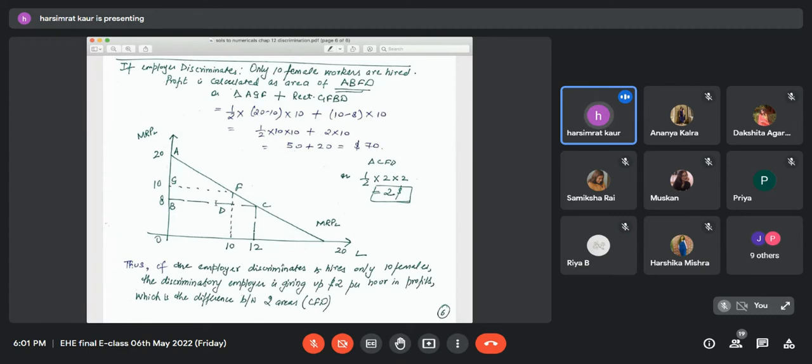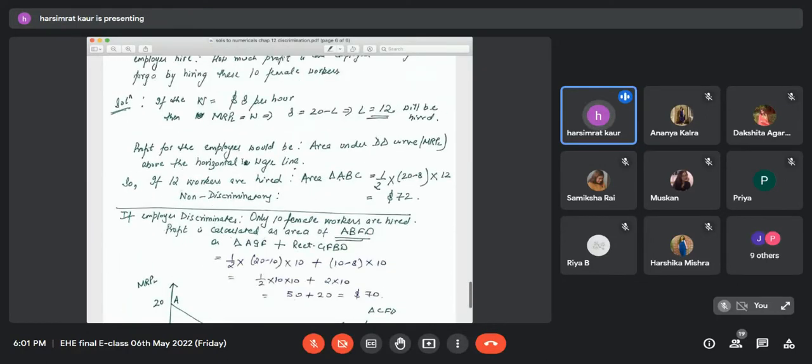Guys, look at the diagram and tell me what the area will be. What would be the part of his profits? There has to be some area. So guys, the area is nothing but this triangle ABC: half into 20 minus 8, into this 12, the number of labor.